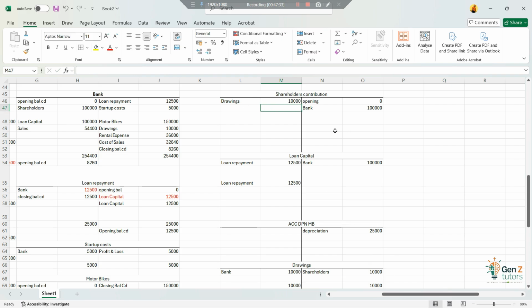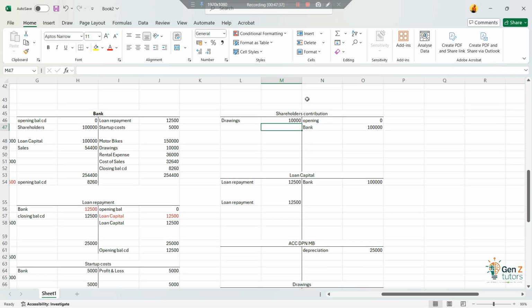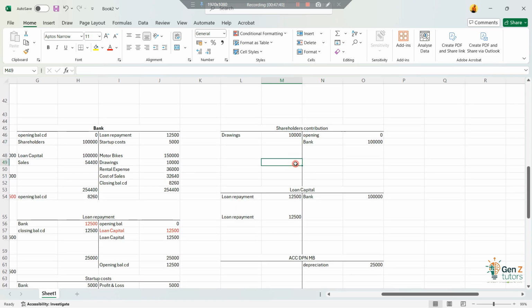You understand? Before it goes off the shareholders contribution account, then from here, that's when you can actually close the drawings account. The shareholders contribution account, because you've already closed the drawings account. And then you can go and see shareholders. Oh, sorry about that.